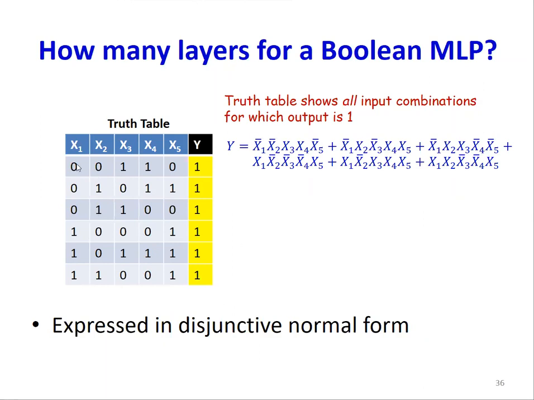Each clause encodes the combination of bits. So this first clause says x1 must be 0, x2 must be 0, x3 must be 1, x4 must be 1, x5 must be 0. In other words, not x1, not x2, x3, x4, not x5. Similarly, the second clause is not x1, x2, not x3, x4, x5.